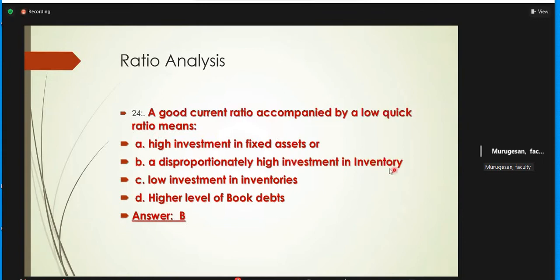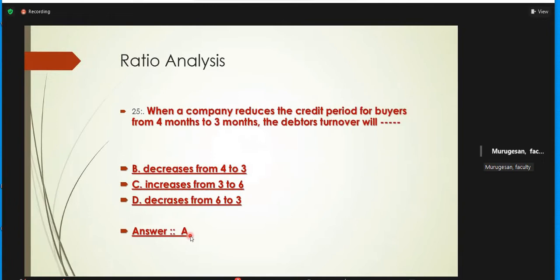High level of inventory and low investment in inventory, no, it is not low. High investment in inventory, because if they have invested in so many months of inventory, the current ratio will be better but the quick ratio will be down. That is how they intelligently set the question. Low investment in inventory. Okay, I should have made it animated, so the answer has come. High level of book debts, no, book debt is near to cash. So the correct answer is B. These are all theory questions.